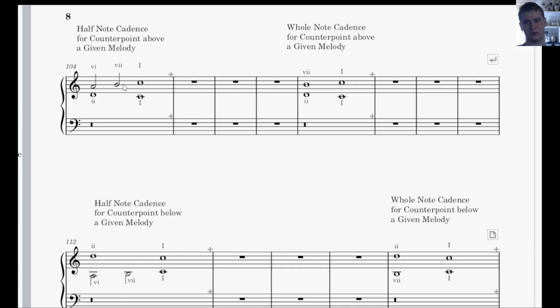This enables us to move in contrary motion in our upper and lower voice to create this cadence. And as you can see, I used a whole note in my last note of the cadence. This is good because you're ending it on a longer note, signifying that it's the end more. You can also do a whole note cadence for a counterpoint above a given melody.